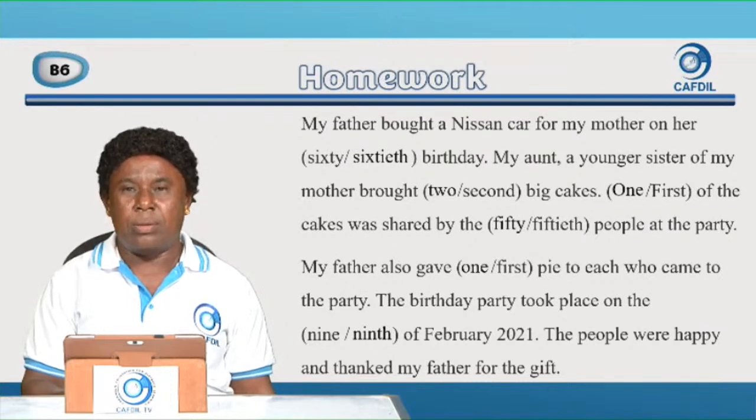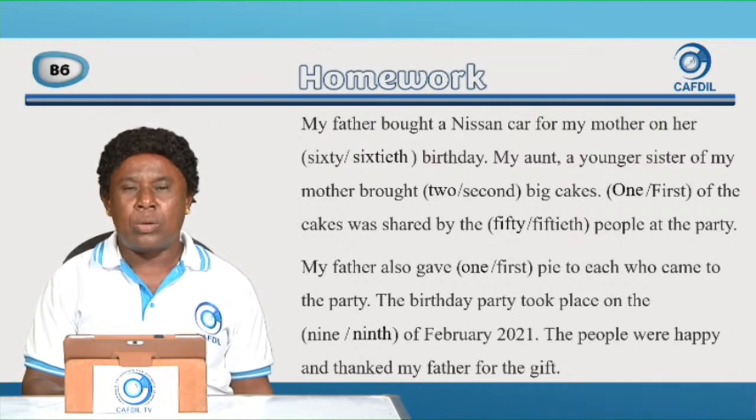60th birthday. My aunt, a younger sister of my mother, brought, in the bracket we have 2 and 2nd, big cakes. Another bracket we have 1 and 1st. Of the cakes was shared by 50th people at the party. My father also gave 1 or 1st pie to each who came to the party. The birthday party took place on the 9th of February 2021. The people were happy and thanked my father for the gift.